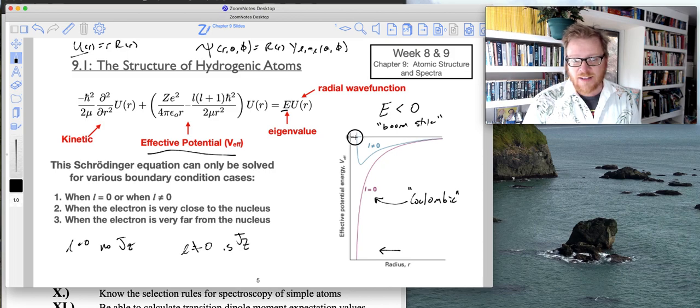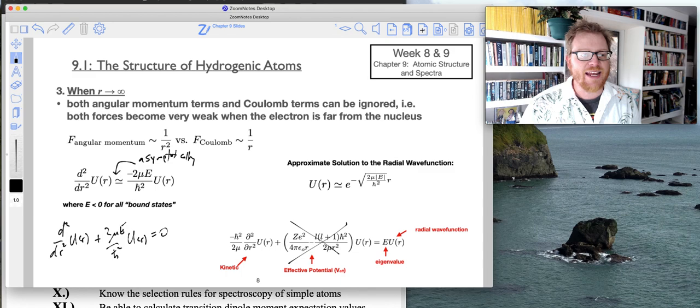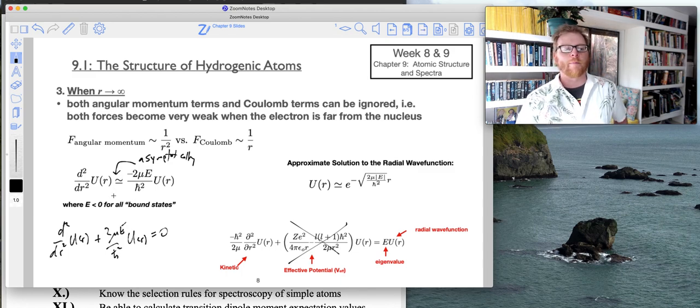As the electron gets very far away from the nucleus, these two potential energy terms don't quite get to 0, but you can see that they're approaching 0. So when the electron is very far away from the nucleus, we're in this region right here where we're approaching this asymptotic limit of E being 0. So we need E to be less than 0 for all bound states.